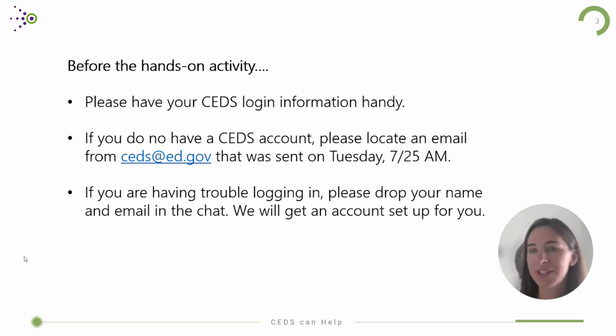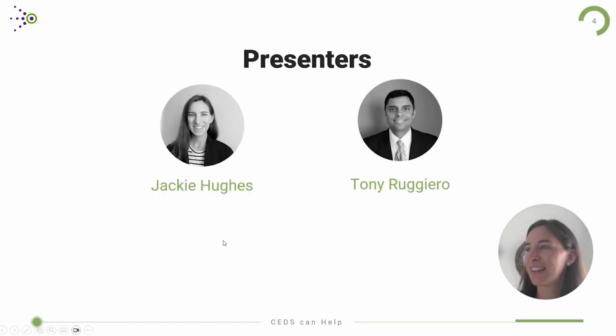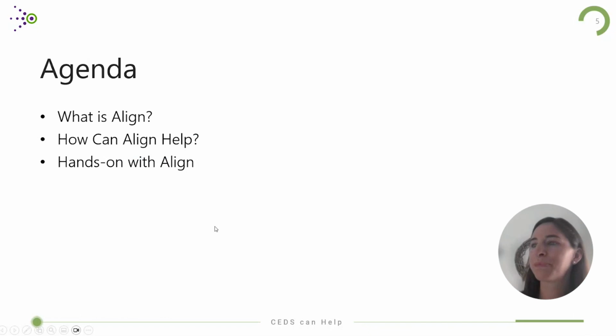So for today, let's go ahead and talk about what's on our agenda. I'm briefly going to talk about what the Align tool is. Tony's going to talk about how Align can help you build out your data dictionary, and then we're going to do the hands-on portion where you all get to go in and you have 4 elements to align. We're going to do it all together and work through so that way you get to see what CEDS has to offer.